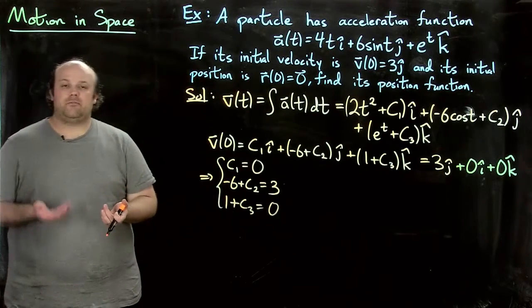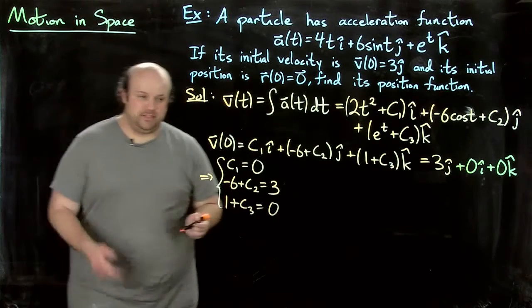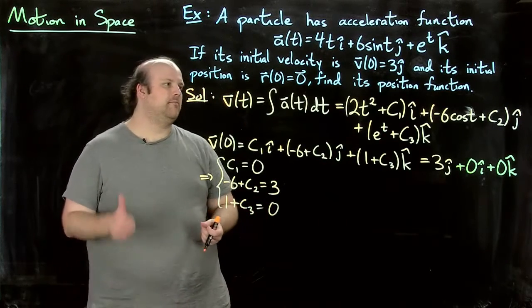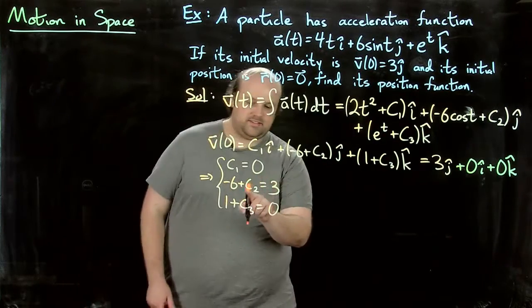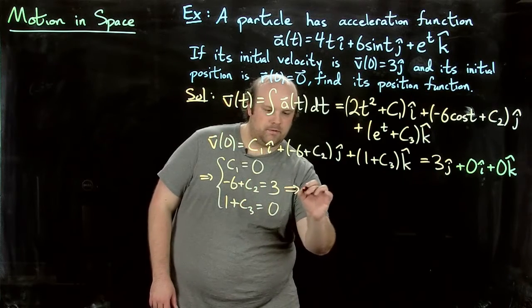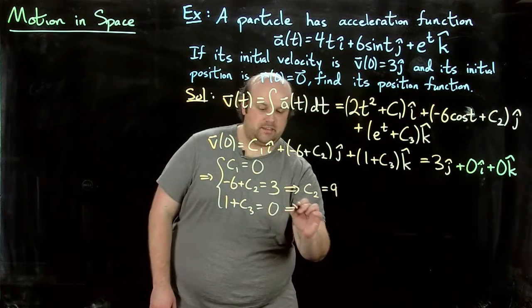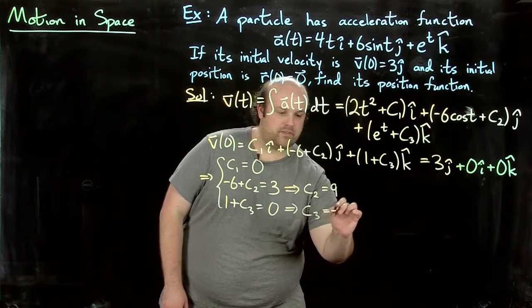So now we can figure out what c1, c2, and c3 need to be. Well, c1's already done, right? It's 0. Okay. c2 we get is 9. And c3 is minus 1.